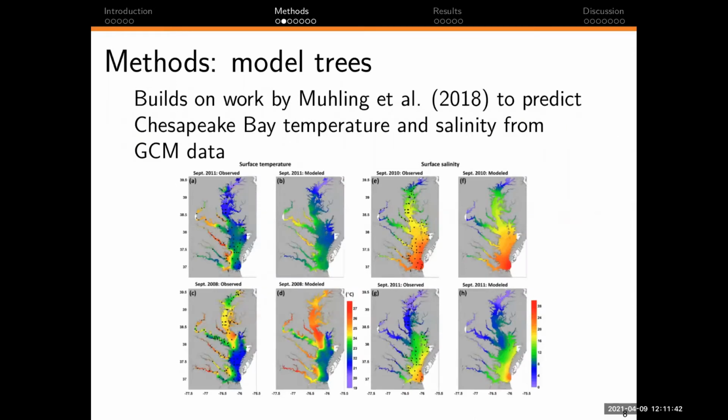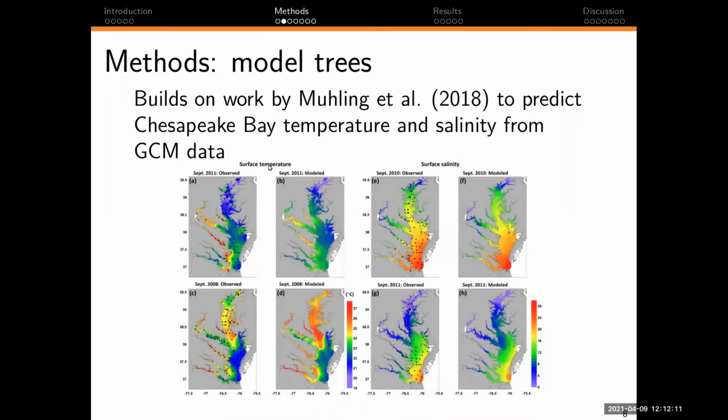It also builds on previous work by Bart Malling et al. in 2018. So they used the same machine learning method that we're using here. It's called model trees, to predict Chesapeake Bay temperature and salinity from global climate model data. So essentially downscaling global climate model predictions to predict surface temperature and surface salinity in the bay. They do this by taking information about the predicted air temperature as well as the river discharge from the Susquehanna River. You can see it worked out pretty well for them.